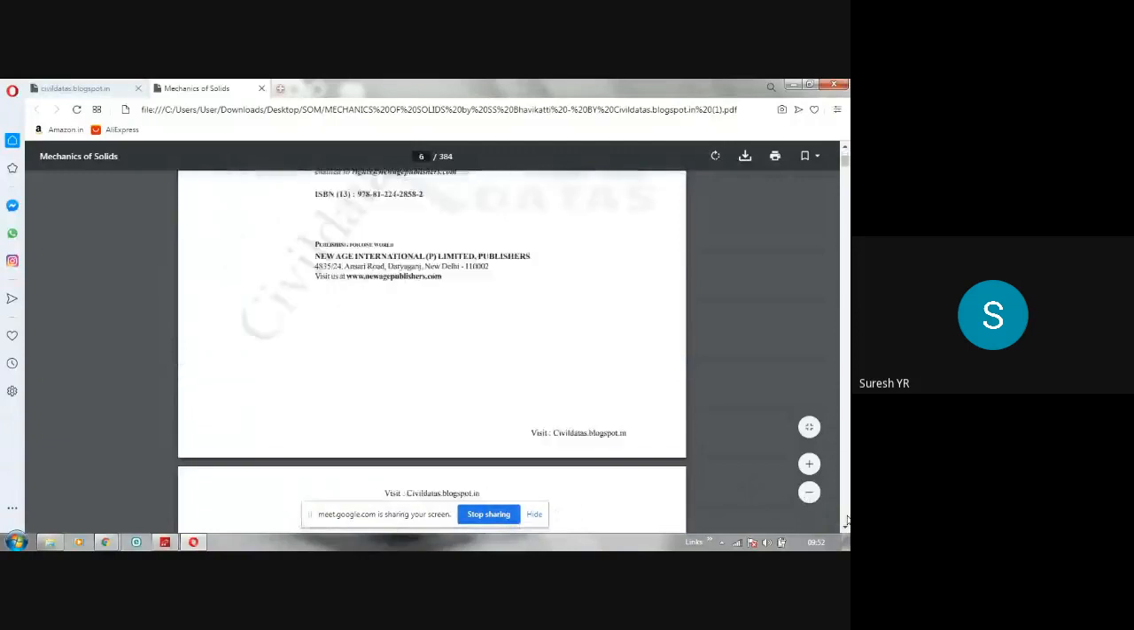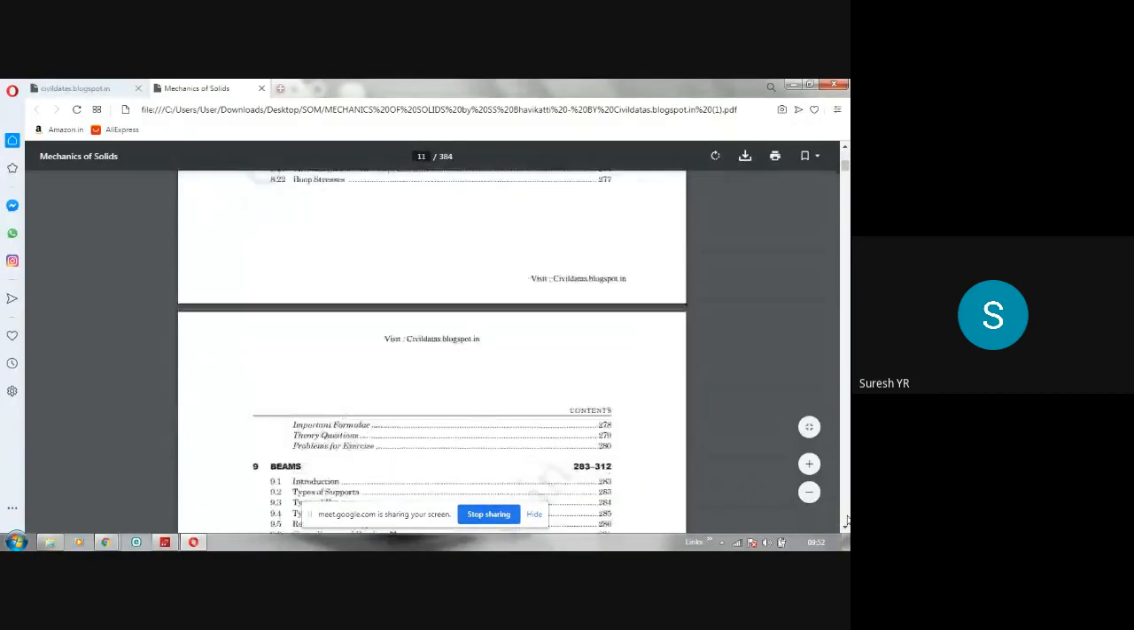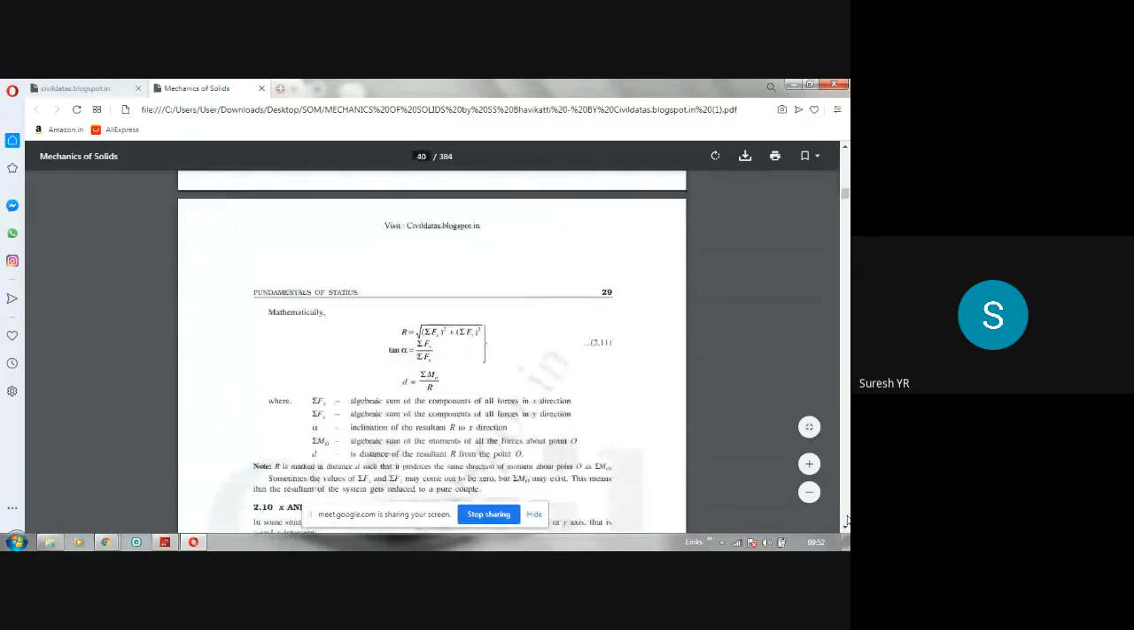So what you have to do is, first you have to substitute theta is equal to 0. Second you have to substitute theta is equal to 90.